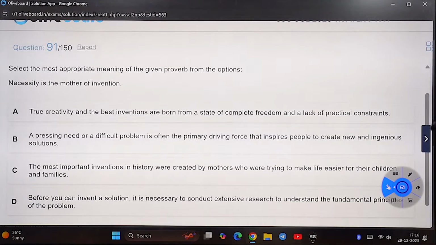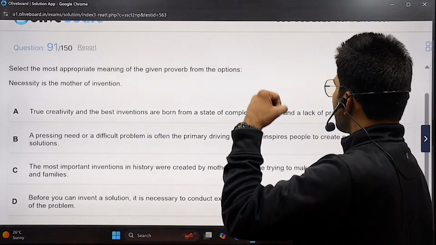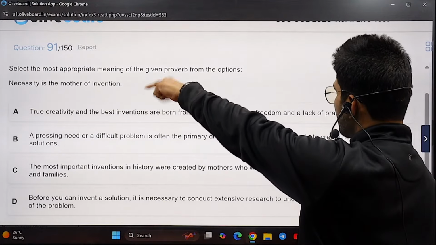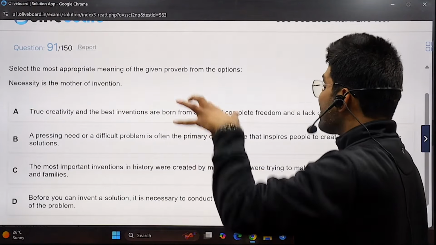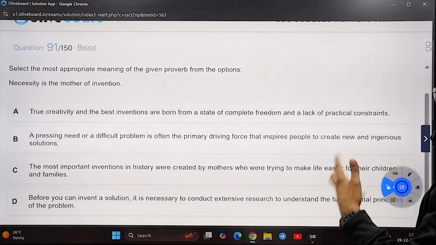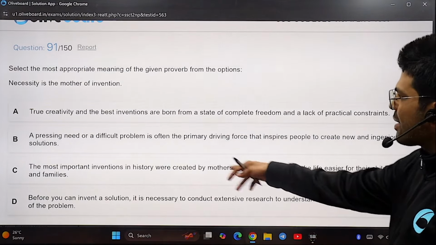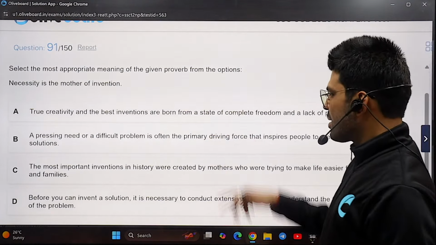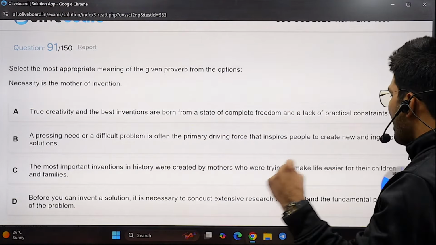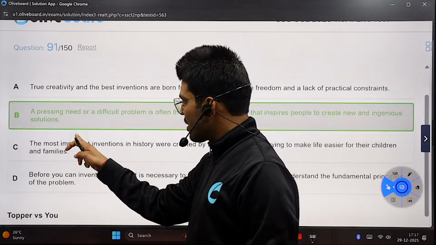Yes. True creativity and best inventions are born from a complete state of freedom. It doesn't show freedom, it shows necessity. A pressing need, that's necessity, is the driving force that inspires people to create new solutions. Yes, of course, no mothers out there. Idioms don't have the literal sense. Before you invent, it's good to have extensive research, but it doesn't show research. It shows necessity, which is need.